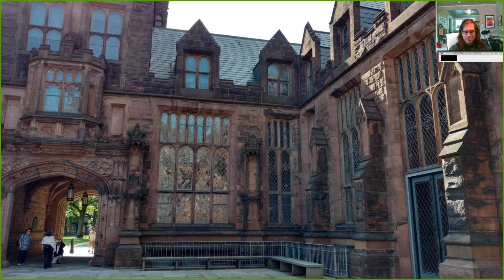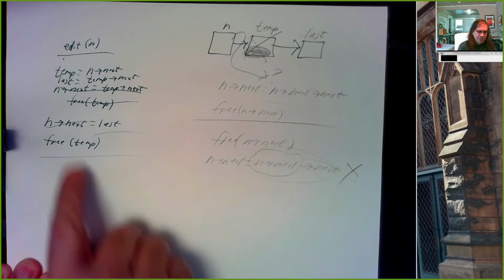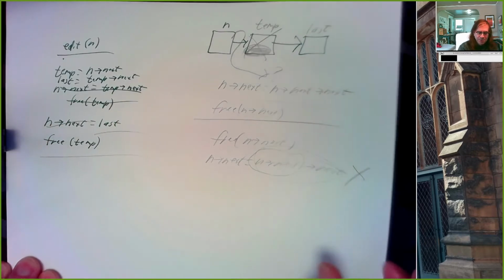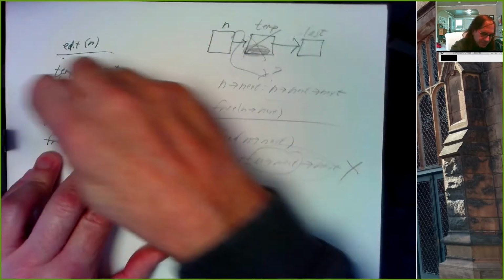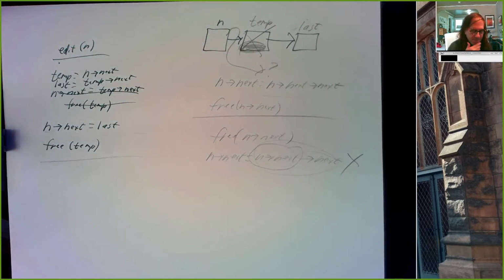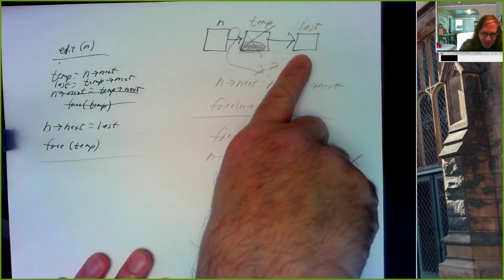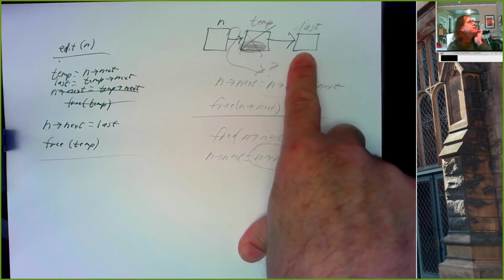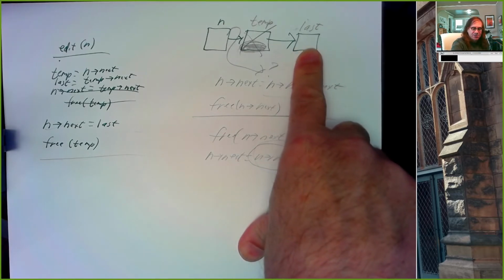Let's see, in my last one, why don't I have to free last as well? Excellent question. So if I said last equal to temp next, and then n next equals last, so last is this node over here. I don't want to release that node's memory from the system because I have data stored in there.